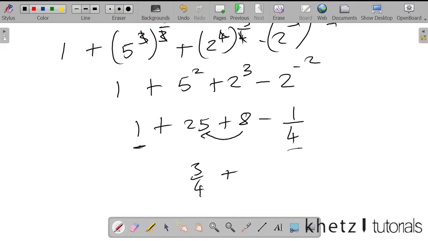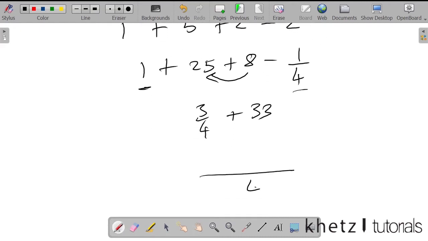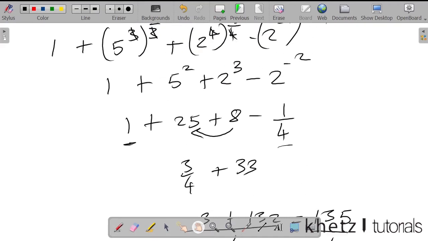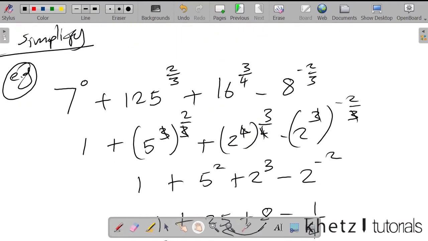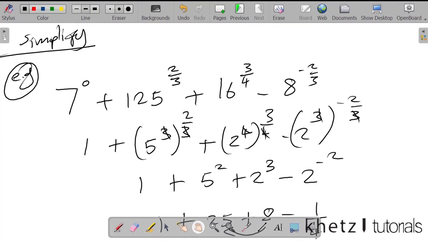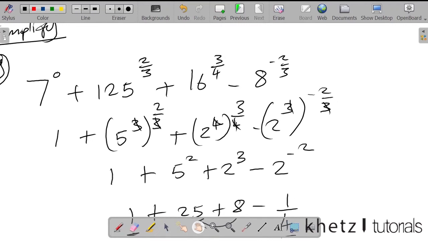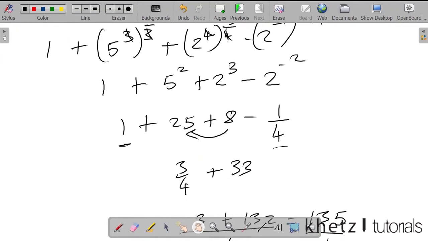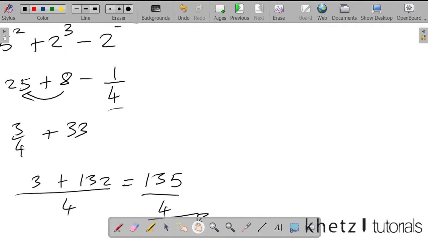Then you basically have 8 plus 25, which would give you 33. You can add these up using the classic formula. Just say 3 plus that, then you're going to have 4 multiplied by that, which should be 132. Then you're going to have 135 divided by 4 as your answer. So that is how you basically simplify these kinds of questions. If you're given a fractional power, just look for a base which is going to have a power that's going to cancel the denominator, so you can just focus on the power which is in the numerator. So that is how you simplify that.